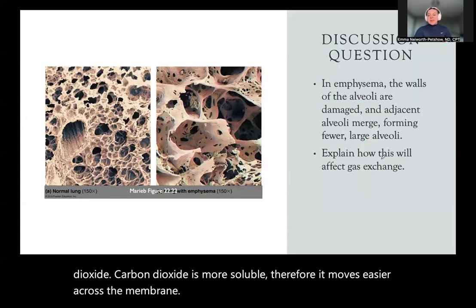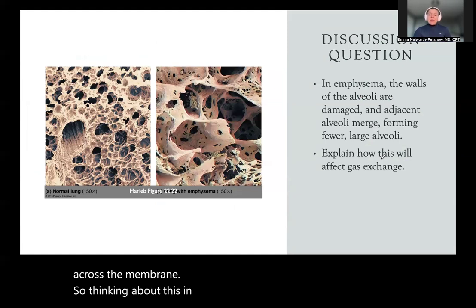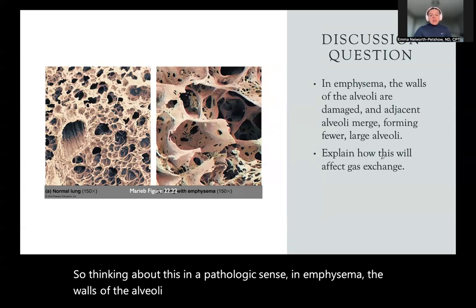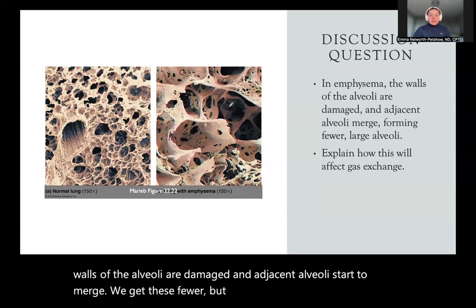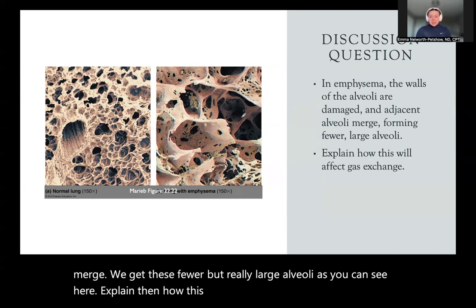So thinking about this in a pathologic sense, in emphysema, the walls of the alveoli are damaged and adjacent alveoli start to merge. We get these fewer but really large alveoli, as you can see here. Explain then how this can affect gas exchange.